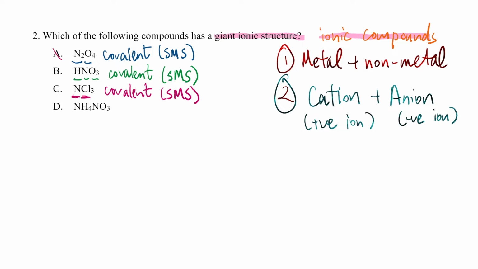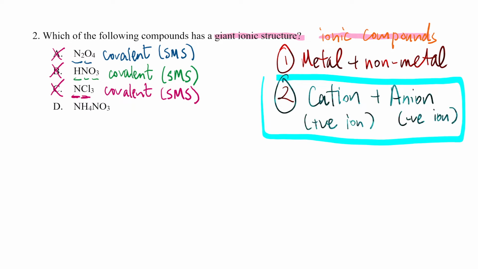So here, A is wrong, B is wrong, C is wrong, then definitely D is the answer. But let's look at D anyway. So D here we have NH4NO3. You're like, sir, N is non-metal, H is non-metal, N is non-metal, O is non-metal. All of them are non-metal, so isn't it supposed to be covalent? So here's where you get trapped. Remember, this rule applies to this one now: the presence of a positive ion and a negative ion.